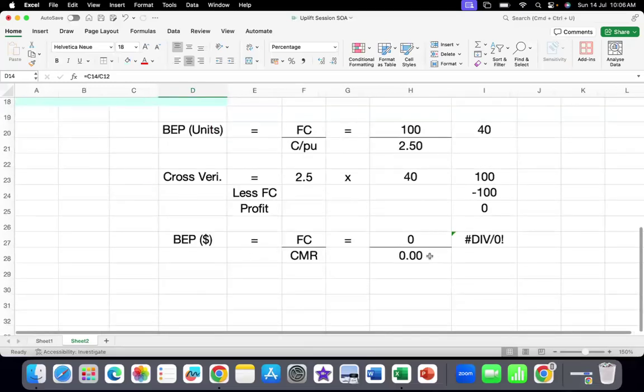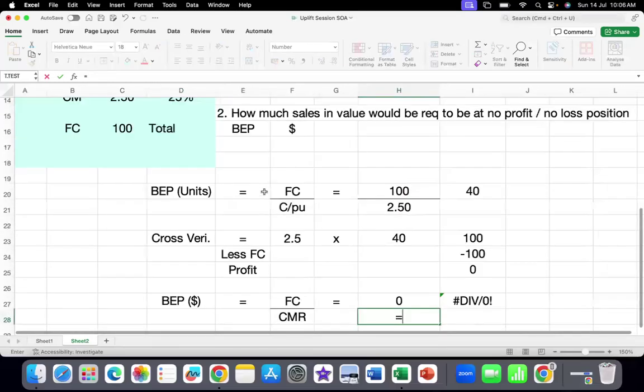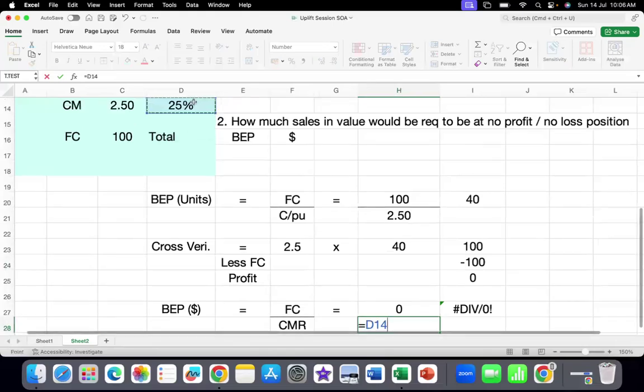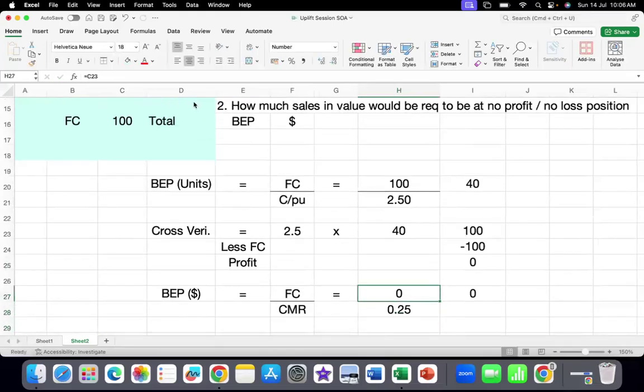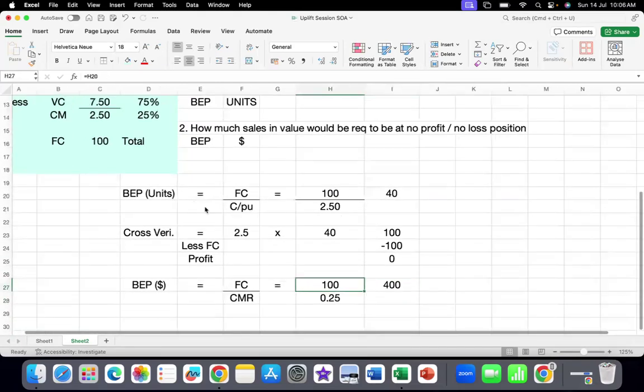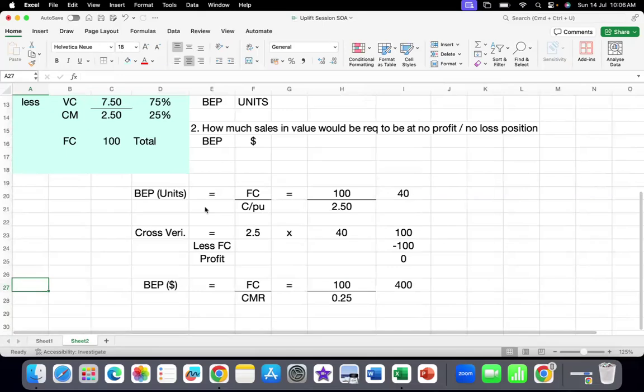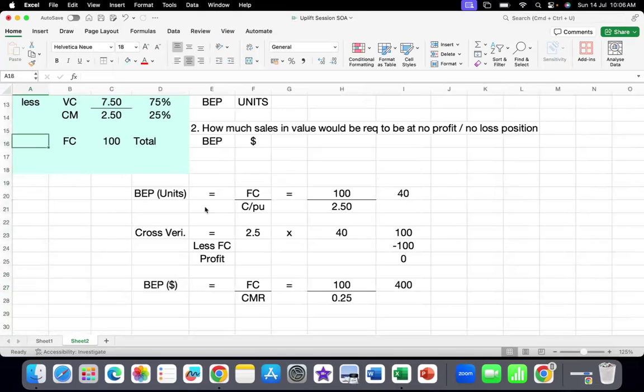So when you want a contribution ratio, you need this 25% right here. That is 0.25, and the fixed cost was 100. So this becomes 400. That is your break even point in dollars. So if your sale value is 400, with the equations which we have, you should be able to break even. That means there is no profit, no loss to you. That could be verified from this point as well.